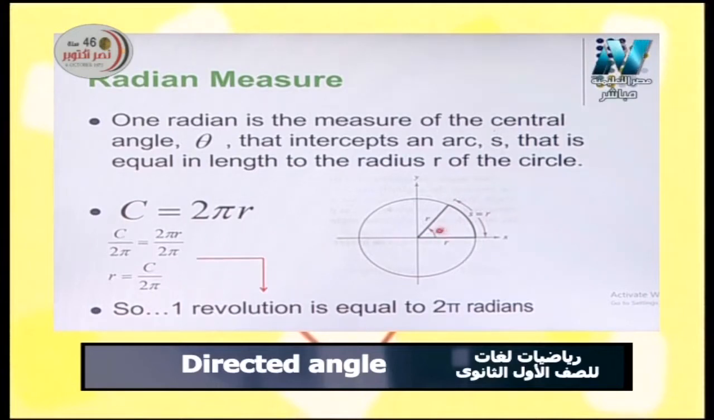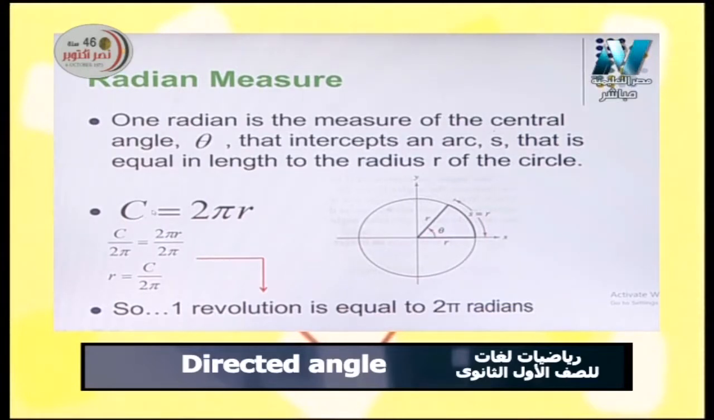We have theta here. We have S here, which is the length of the arc. When S equals r, then theta here will be 1 radian. Okay, let's see what C is.